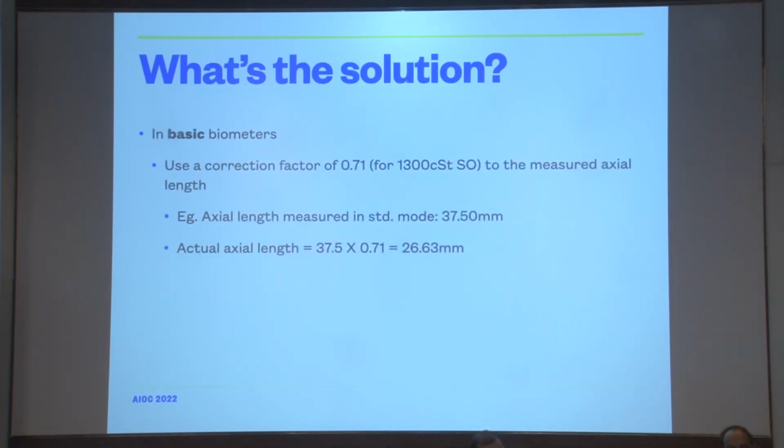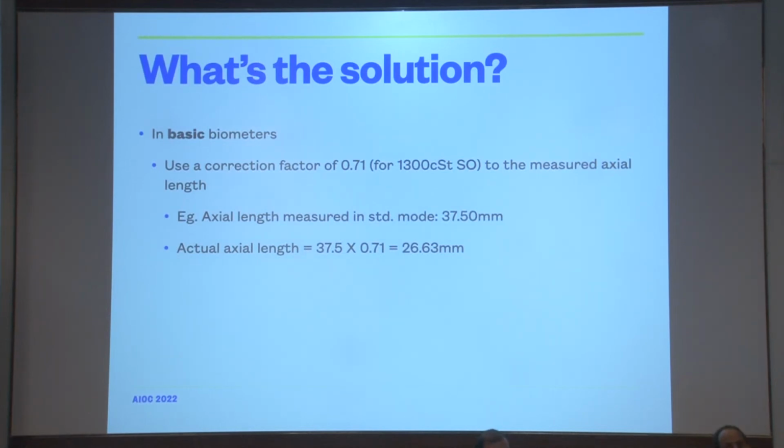Well, if you have a basic biometer, very simply, you can use a correction factor of 0.71. It is studied, and it is used for the more commonly used 1300 centistokes silicone oil to measure the correct axial length. For example, if you have an axial length which is measured, it shows 37.5.